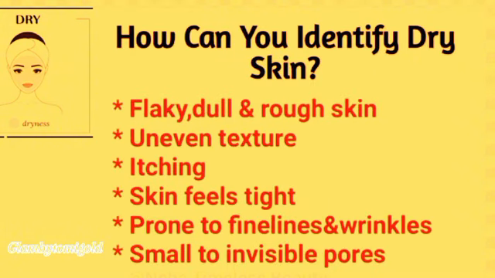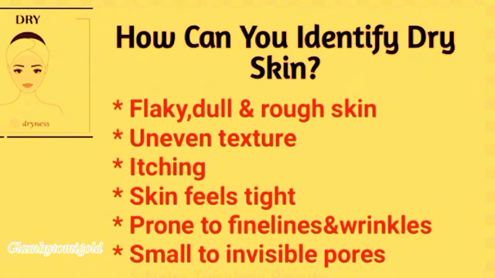So how can you be identified as a dry skin type? Number one is flaky, dull, and rough skin. This mostly happens on the hands and legs. When you see your skin peeling off from your body, it looks whitish in color, like dead skin. When you see it peeling off from your body, that means you have dry skin. Your skin looks dull and rough all the time.